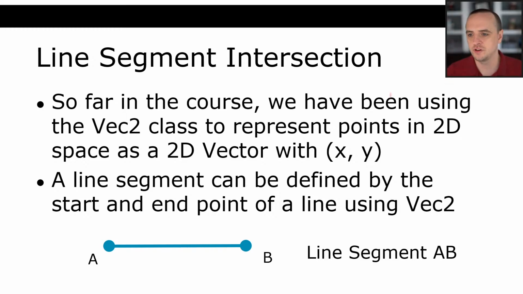So far in this course, we've been using the vec2 class to represent points in 2D space as a 2D vector with x and y, right? This is really convenient for us for this particular lecture, because a line segment can be defined by the start and end point of a line using vec2s, okay? So if I have a point A, that's a vec2 variable A with some x and y, and I have a variable B, which is another vec2 with some x and y, then I can say that this is line segment AB, because it goes from point A to point B.